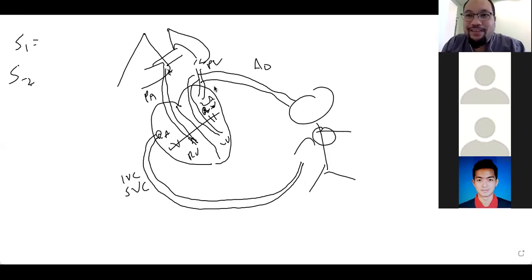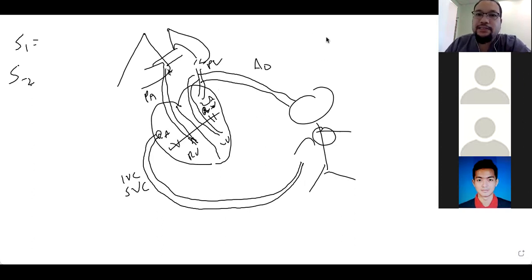Sebab human being ni, manusia kan, kita appreciate gradient. Kalau dua structure sebelah-sebelah, sama color, senang tak kita nampak? Difficult sebab tak ada gradient. Tapi bila ada color gradient, kita boleh appreciate. So sama juga dengan pulse. Kita rasa kat sini sebab belakang dia ada bone. Bila belakang dia ada bone, kita boleh appreciate dia punya pressure gradient.